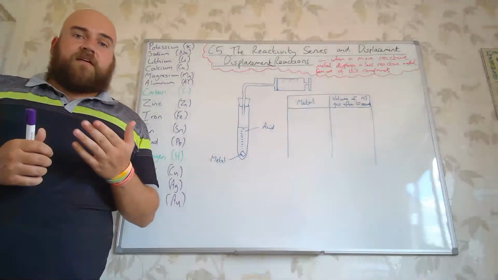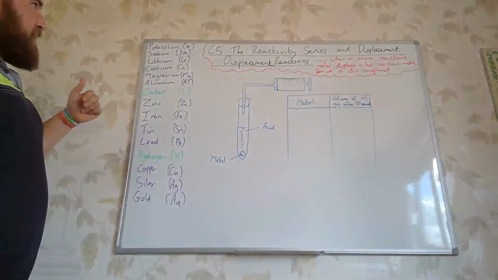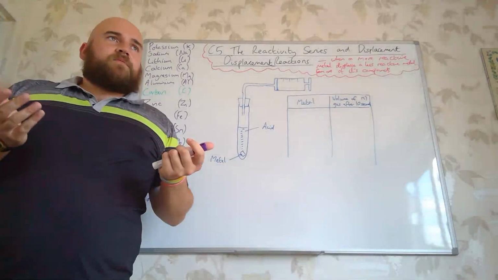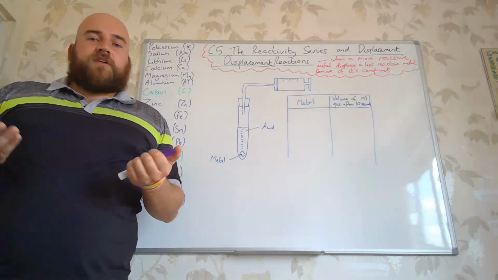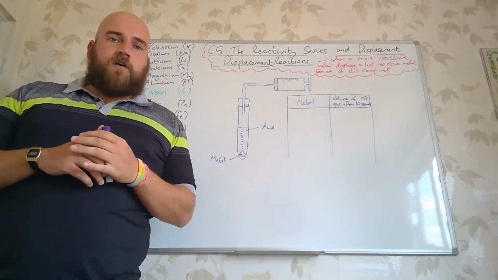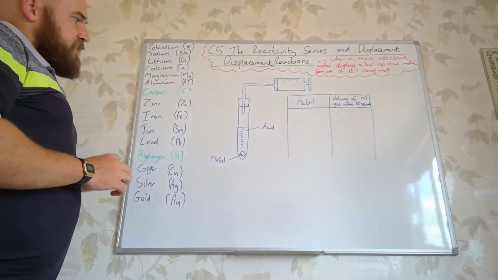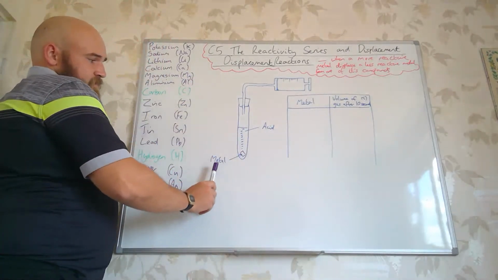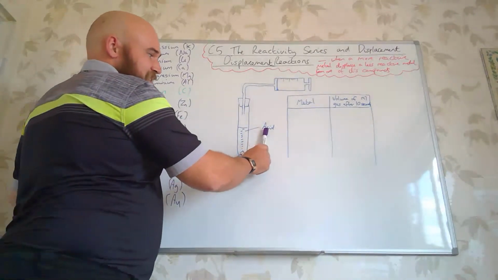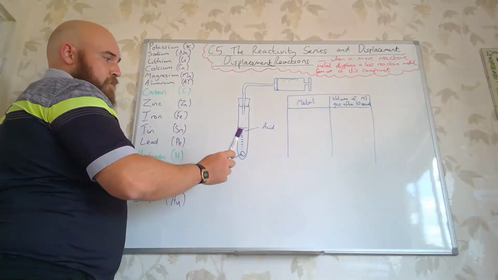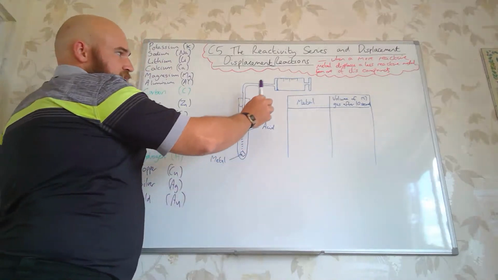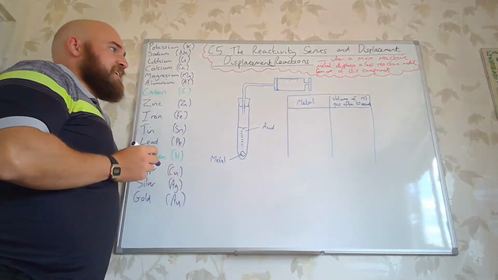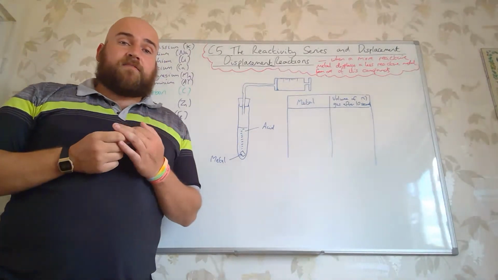How was it arrived at though? How did we know that the order of reactivity goes from potassium down to gold? Well, how do we find out anything in chemistry? We do chemistry, we do chemical reactions. So we could have done an experiment like this, where we placed each of these metals into different test tubes of acid, and they would have reacted to form hydrogen gas, and we can measure the volume of gas produced every 10 seconds. So that's one way we could go about doing it.